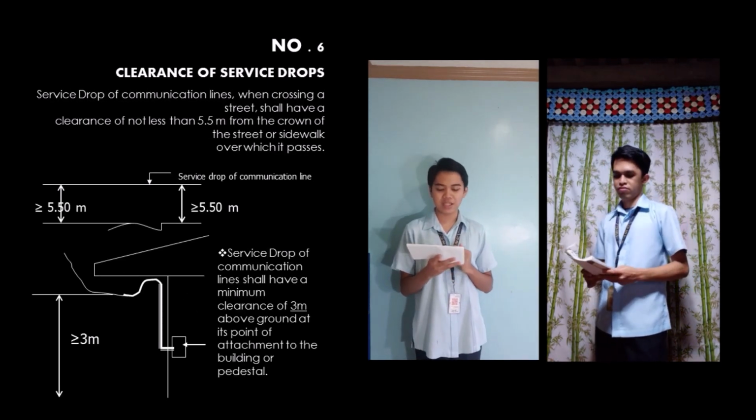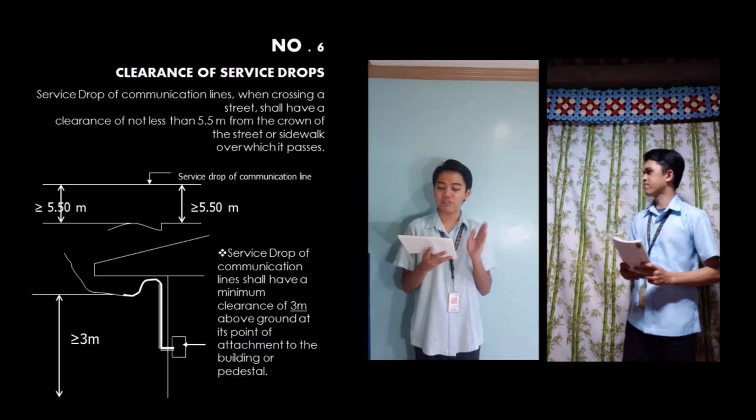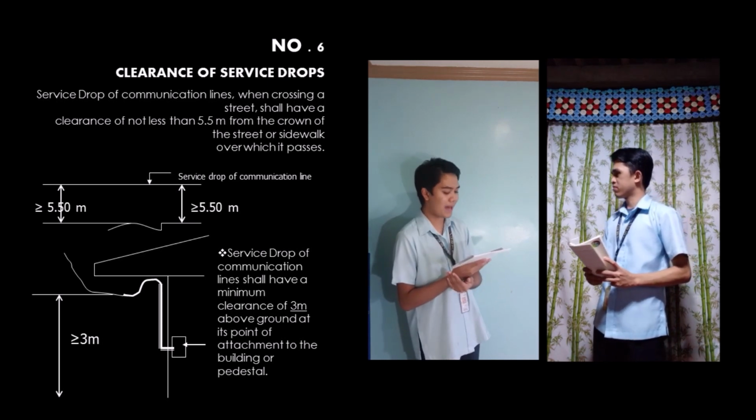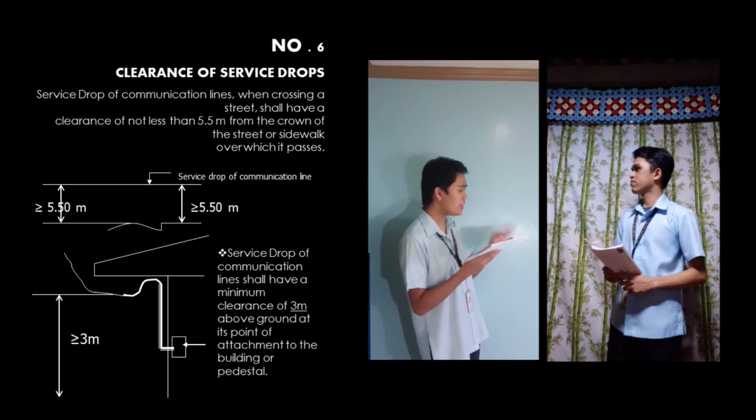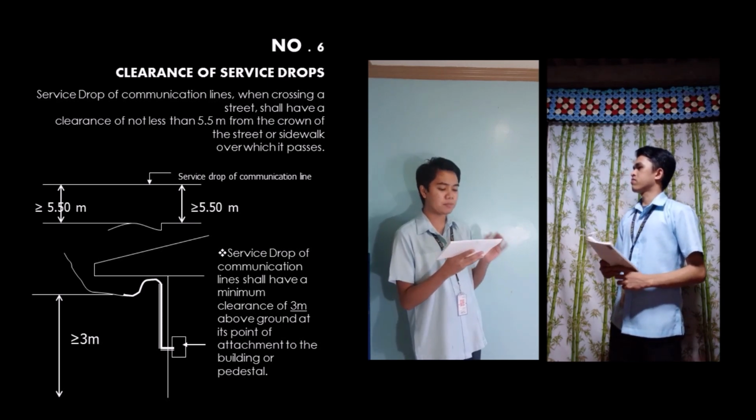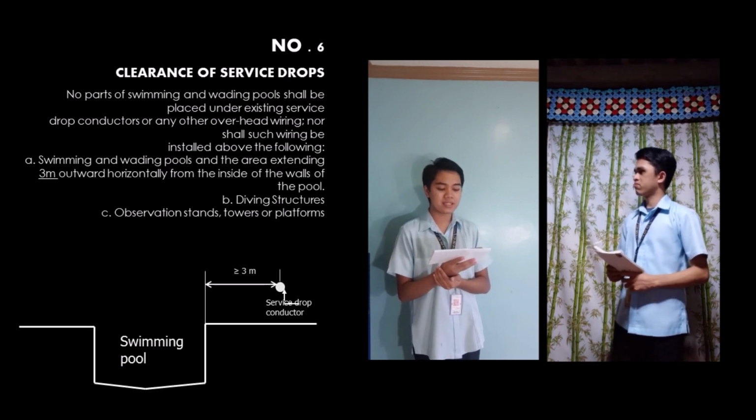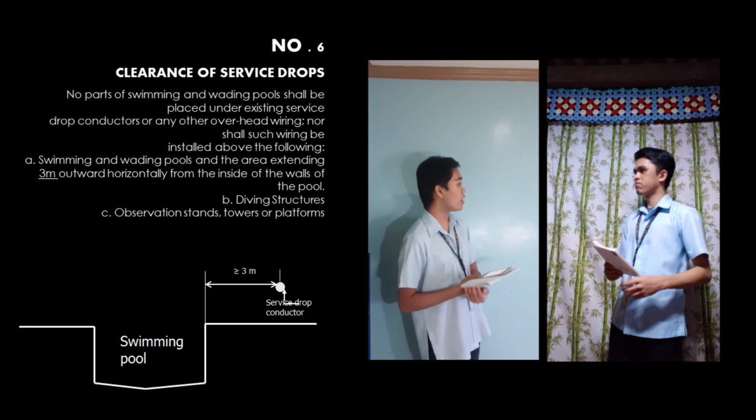Service drops of communication lines when crossing a street shall have a clearance of not less than 5.5 meters from the crown of the street or sidewalk over which they pass. Service drop of communications line shall have a minimum clearance of 3 meters above ground at its point of attachment to the building or pedestal. Service drop shall be installed 3 meters outward horizontally from the inside of the walls of the pool.